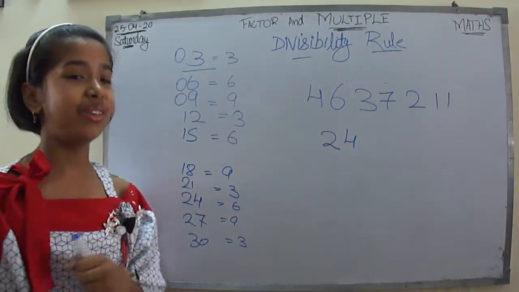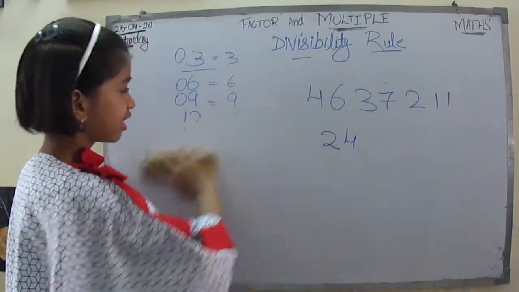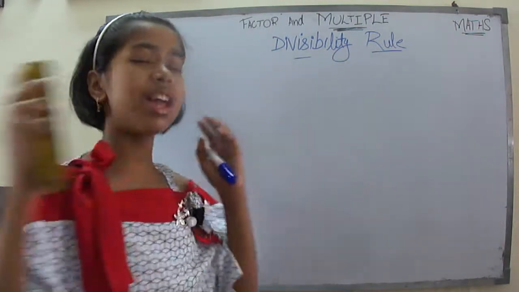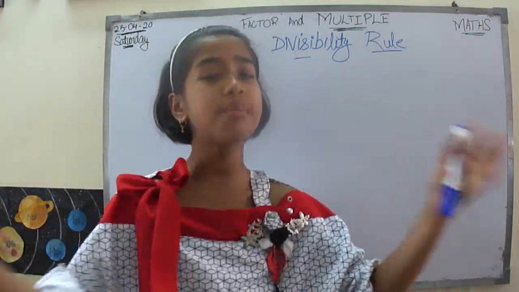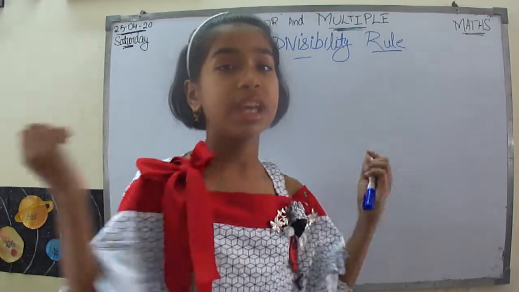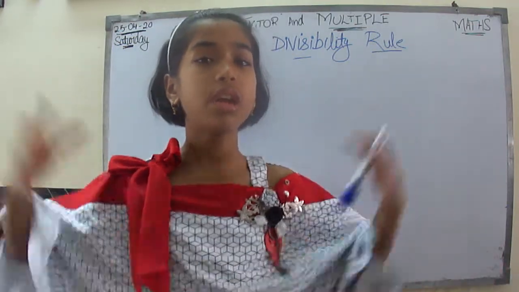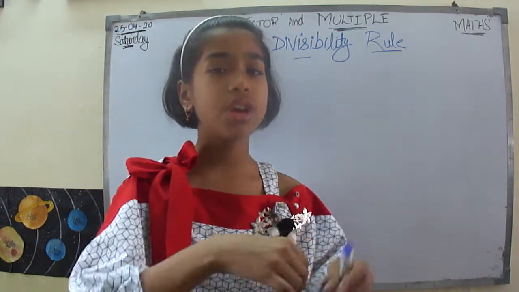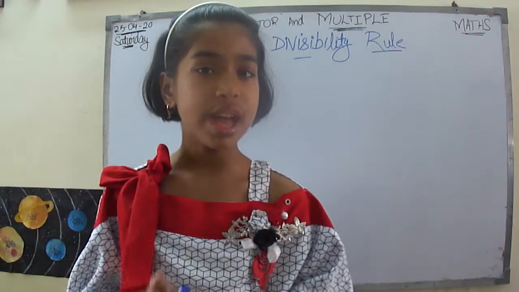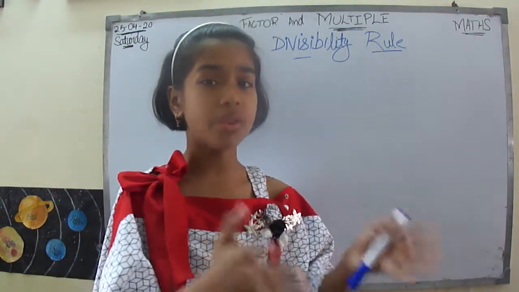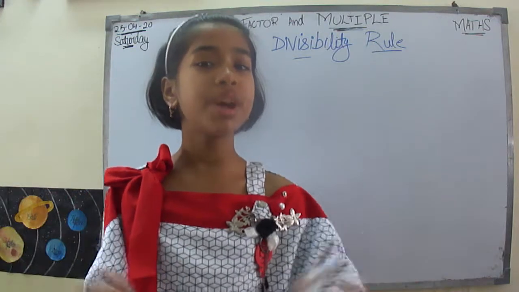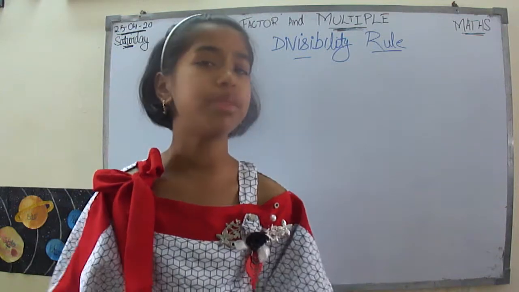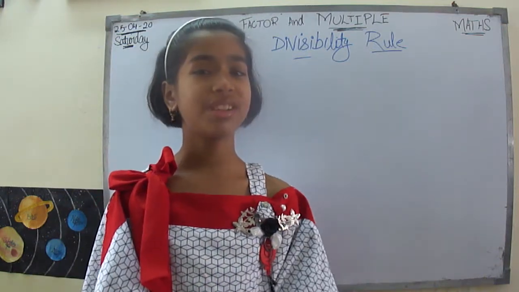Let's move on to the 4. In the 4, what do you have to look at? If there is any number of digits, it could be 8, 9, 10 digits or a very large number, you have to go to the last 2 digits and check. If it is divisible by 4, that means that whole number is divisible by 4. And if it is not, then that number is not divisible by 4. It's pretty simple.